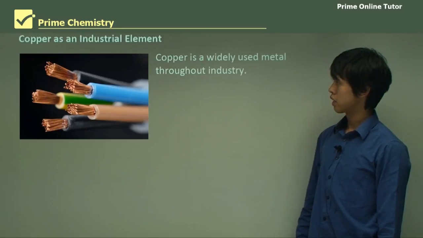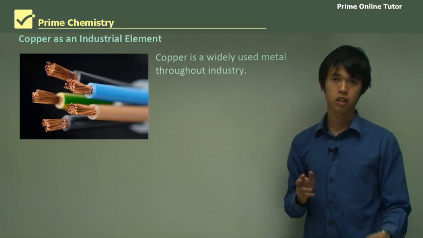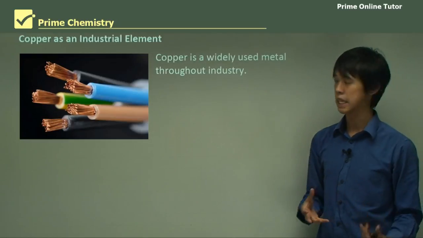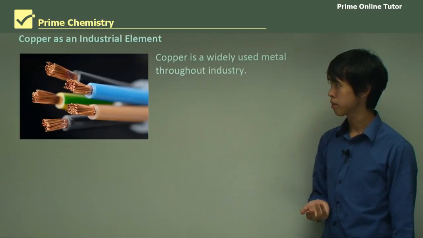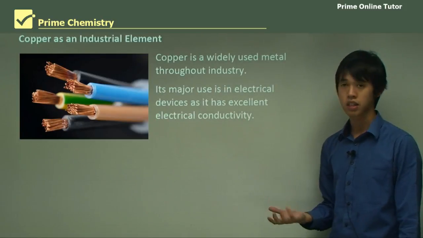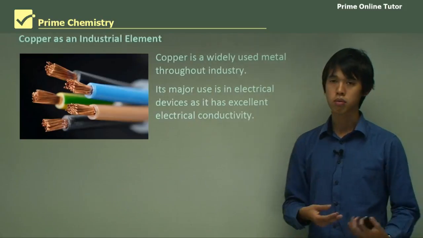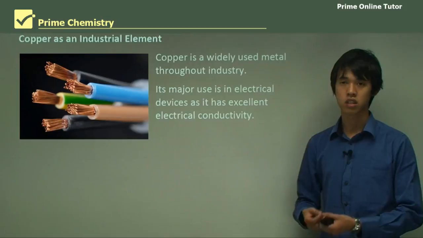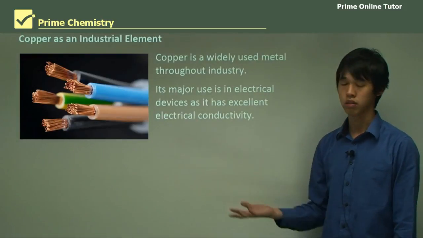Firstly we need to understand what copper is used for so that we can understand why we need it. Copper is used widely in industry, and its major use is in electrical devices as it has an excellent level of electrical conductivity. So copper wire is very common because it's just a very good electrical conductor.